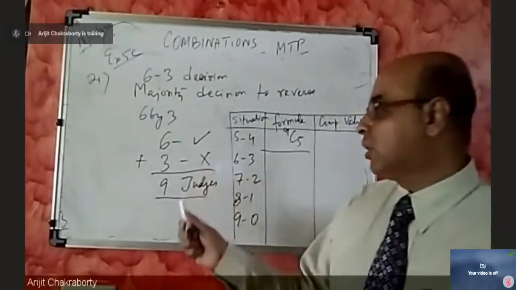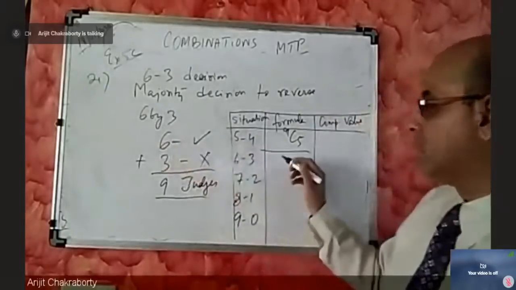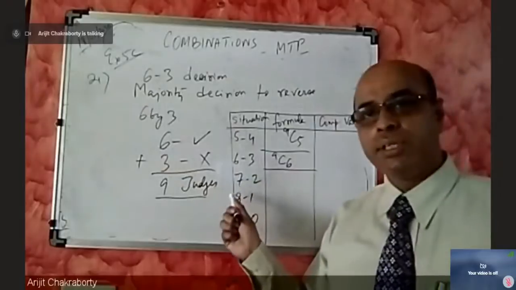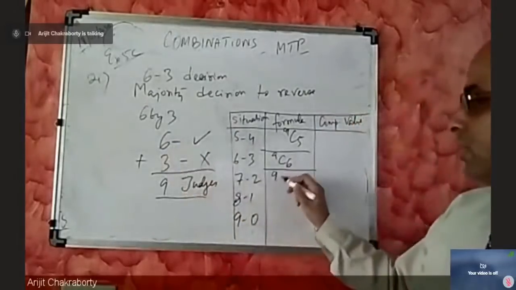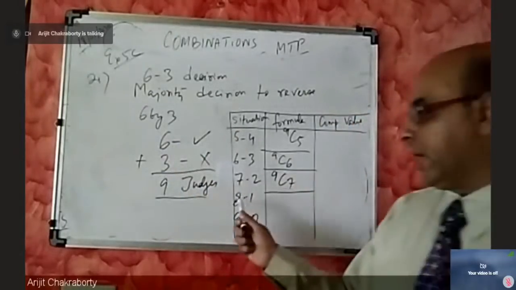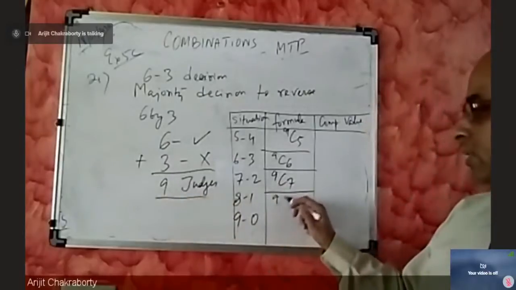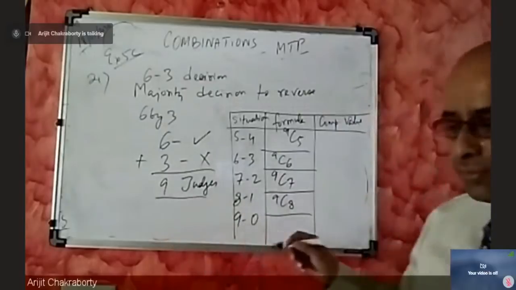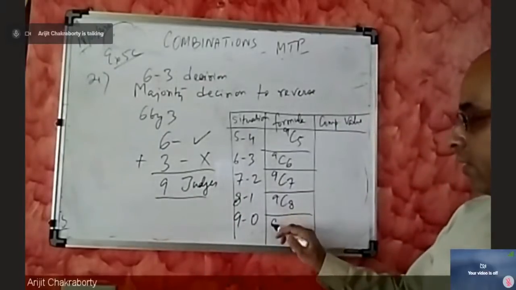If you want to select 6 judges out of 9, you have 9C6. Second one, 7 judges out of 9, you have 9C7. 8 judges out of 9, you have 9C8. And 9 judges out of 9, you have 9C9.